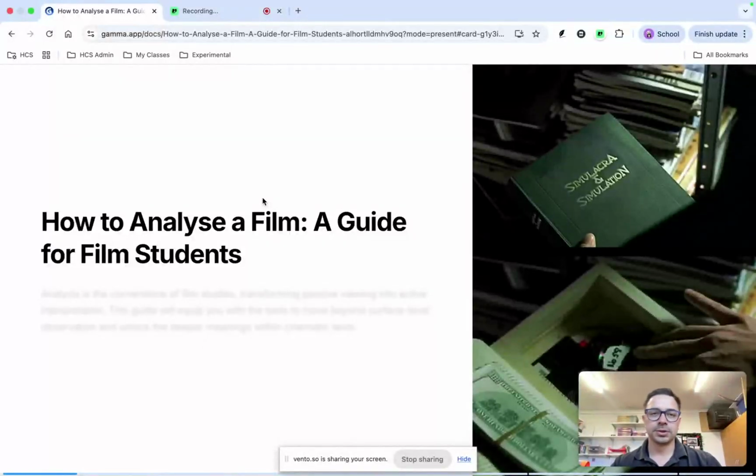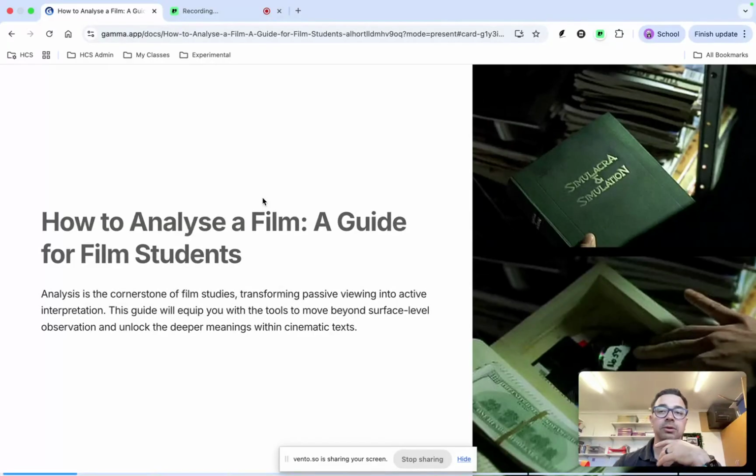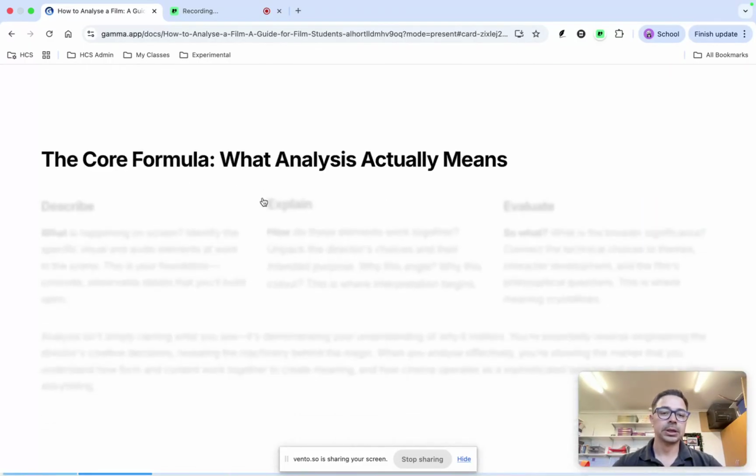Hi guys, so this is going to be a quick recap of what we discussed around that keyword, how to analyze a film structure, right? Keyword in your question, you need to understand what exactly it means, okay? So analysis is far more than just describing what's happening in a scene. You have to move beyond a surface level and you have to go for deeper meaning and deeper cinematic significance, right? So let's have a look at what analysis actually means.